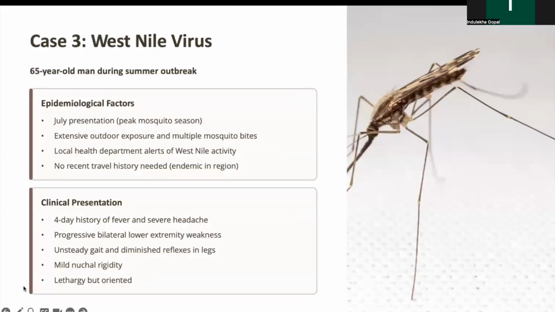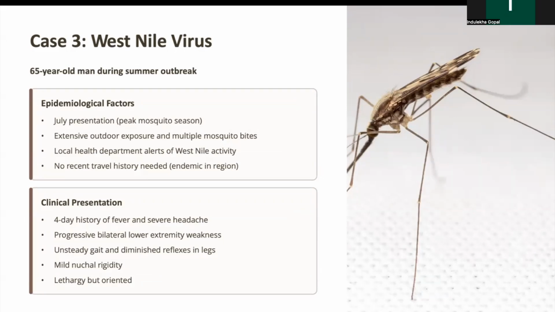One point: chronic suppression with valacyclovir is not indicated. There is an association with higher frequency of meningitis after cessation of the drug. West Nile virus. This is a 65-year-old male during one of the summer outbreaks. Usually that's peak mosquito season, July, with extensive outdoor exposure during that time, and sometimes the health department sends out alerts.